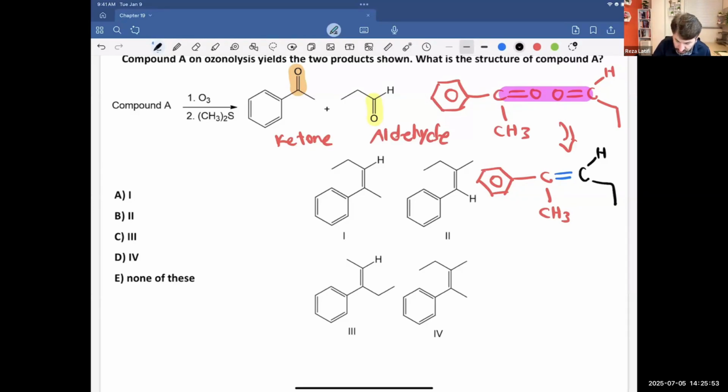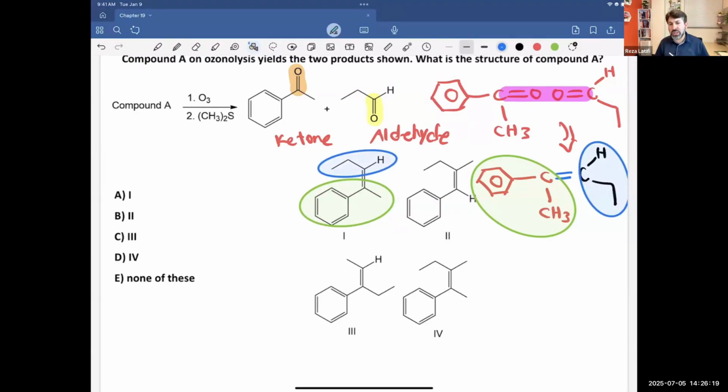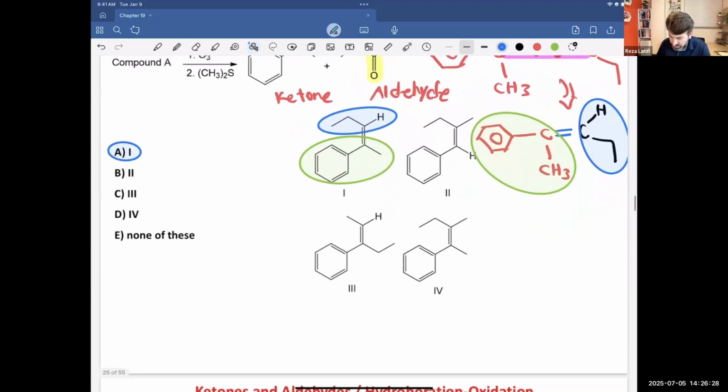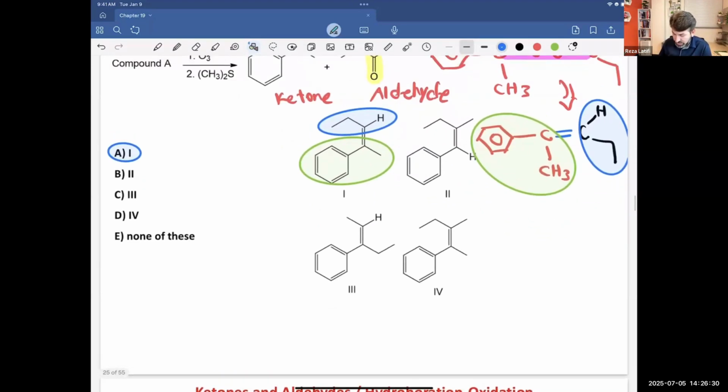Now I should look for a molecule where one side of the double bond has methyl and phenyl groups, and the other side of the molecule has hydrogen and an ethyl group. Here you go. On the other side of the molecule, we have hydrogen and an ethyl group. So the correct answer in this case is going to be A. Now, you might ask, what are the products for 2, 3, and 4?